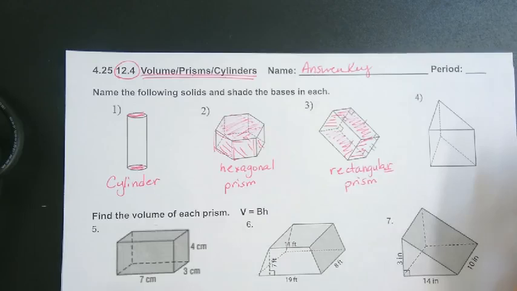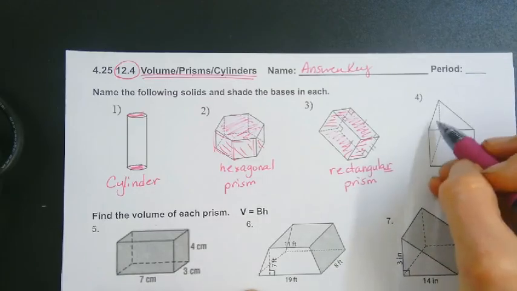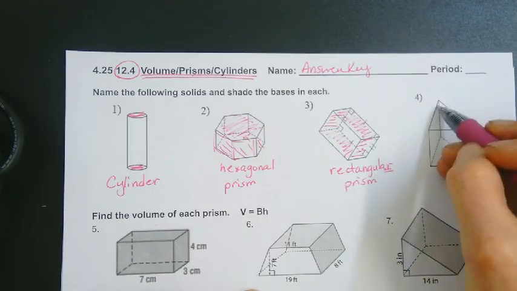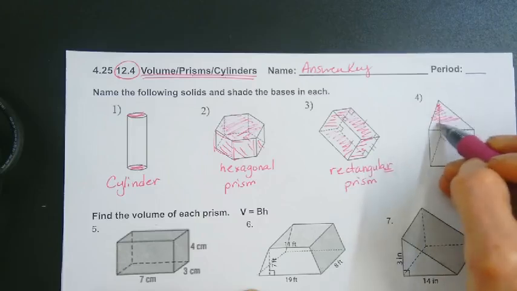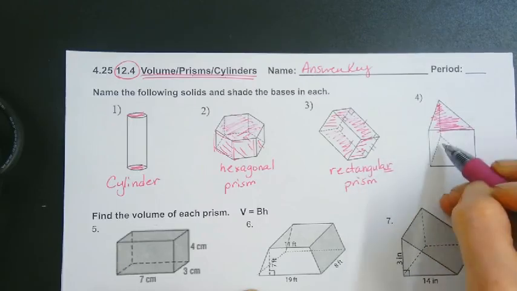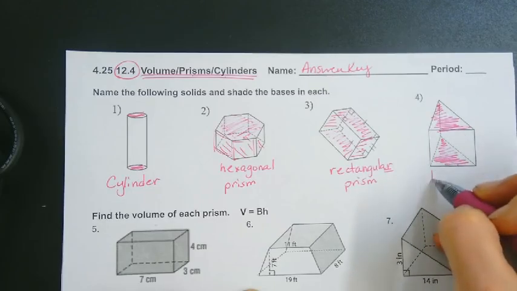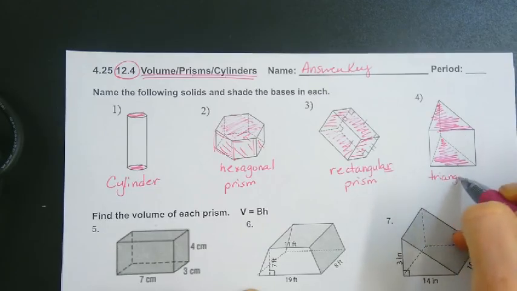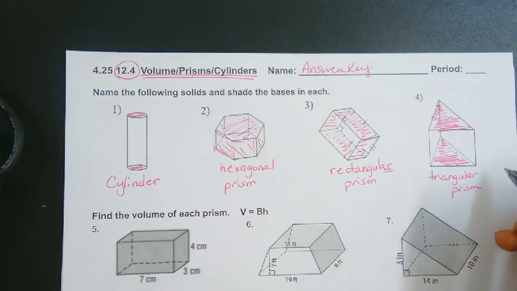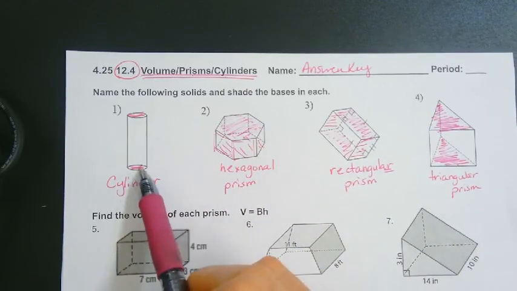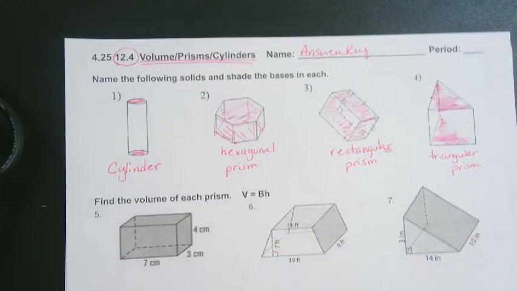This has a triangular base, and so the bases here are, this is the top. See how that's a triangle? And it's parallel to the base on the bottom, and they're congruent. So this is a triangular prism. These are all prisms, and they're named for the shape of their base.